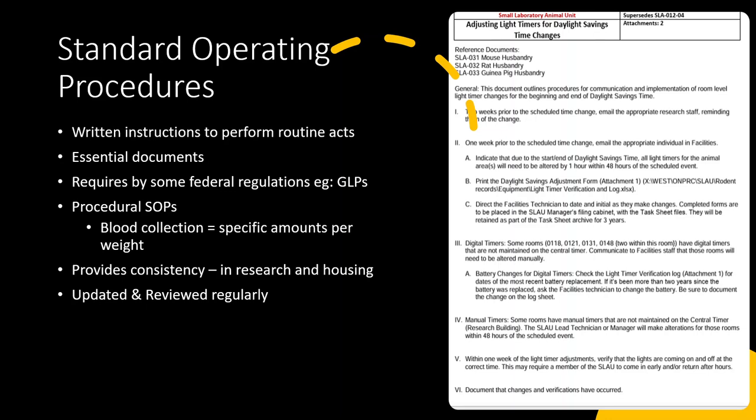SOPs are essential documentation and are required by several federal regulations, including Good Laboratory Practices, GLPs. They can describe general procedures within the facility, such as housekeeping tasks and animal husbandry practices. Examples include SOPs for cage washing procedures, feed storage, and animal room sanitation. They can also address procedures specific to a particular study or research project. Examples include SOPs for animal breeding protocols, blood collection techniques, and specific surgical procedures.